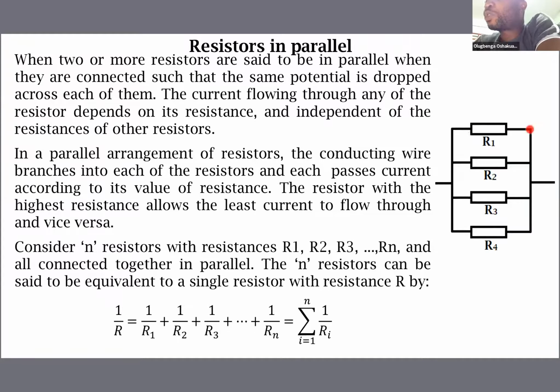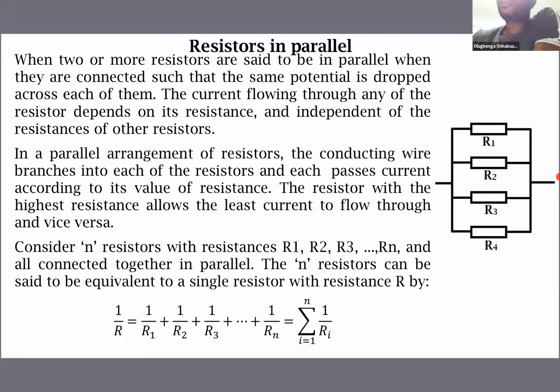So parts of the current will flow through R1, another part through R2, another part through R3, and another part through R4. And the 4 branches will come to meet at this point. Just like the four parts have met, the currents that flowed through each of these resistors would also meet here to continue in this direction.